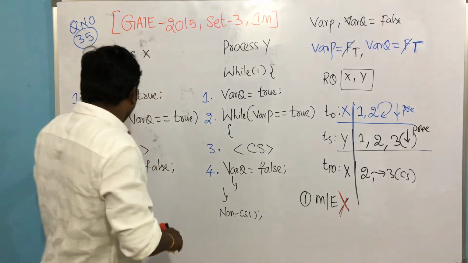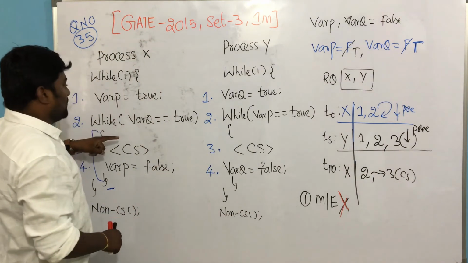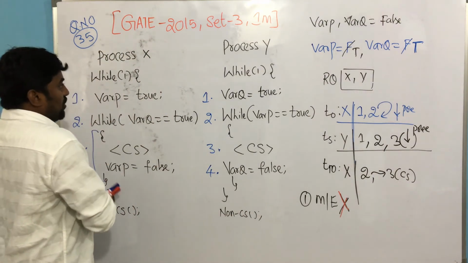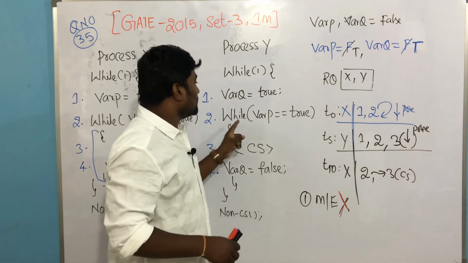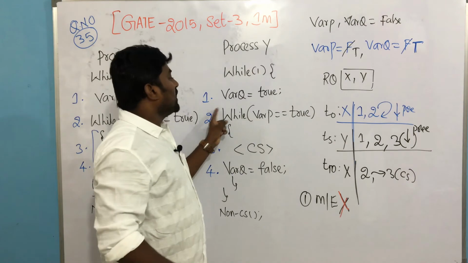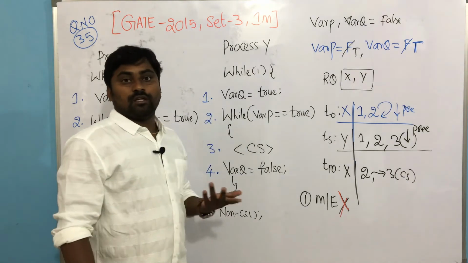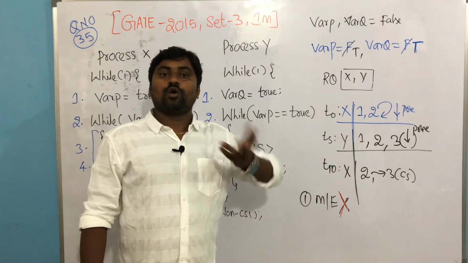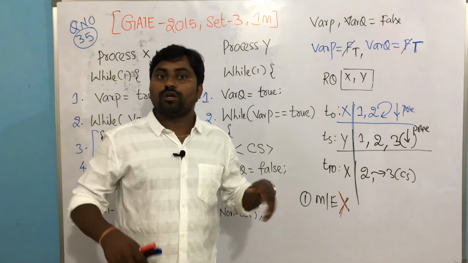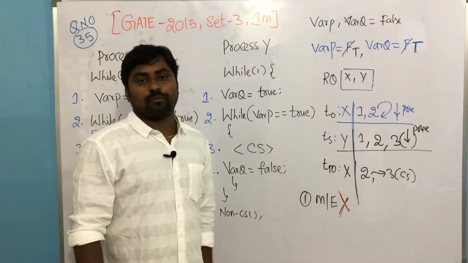But here, when it was looping, when the time quantum expires, process Y gets the chance for execution, but it is not going to repeat the loop, it will enter the critical section. That means process Y or X, sometime, is not going to wait infinitely, so it is not leading to deadlock, it is preventing deadlock.